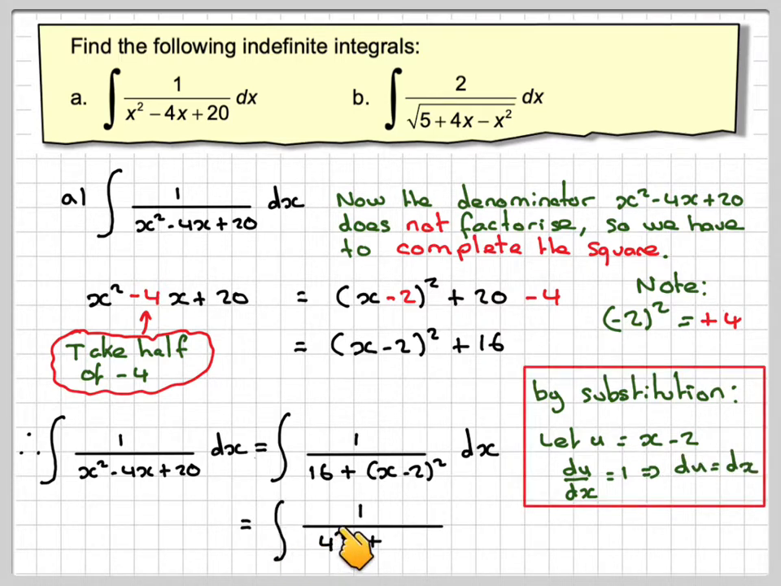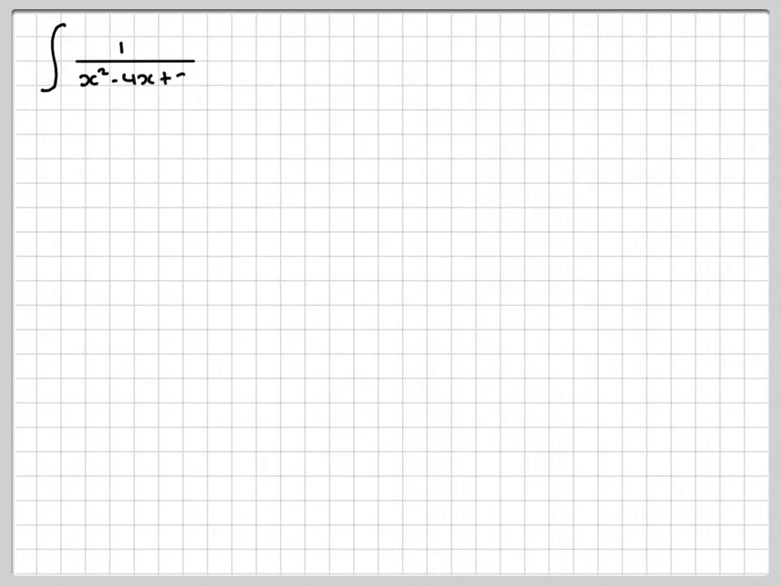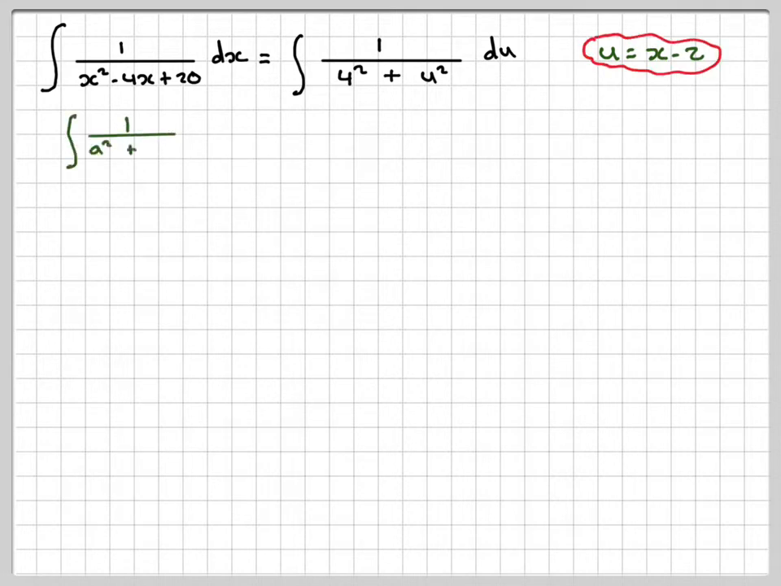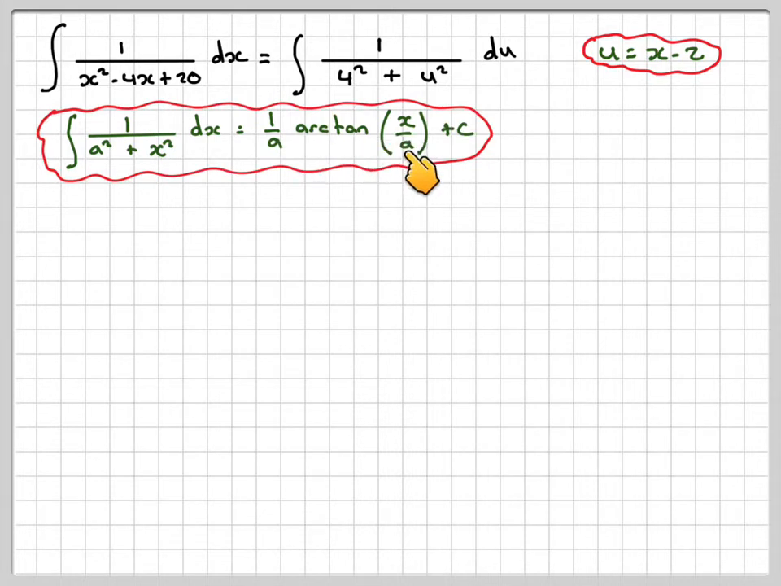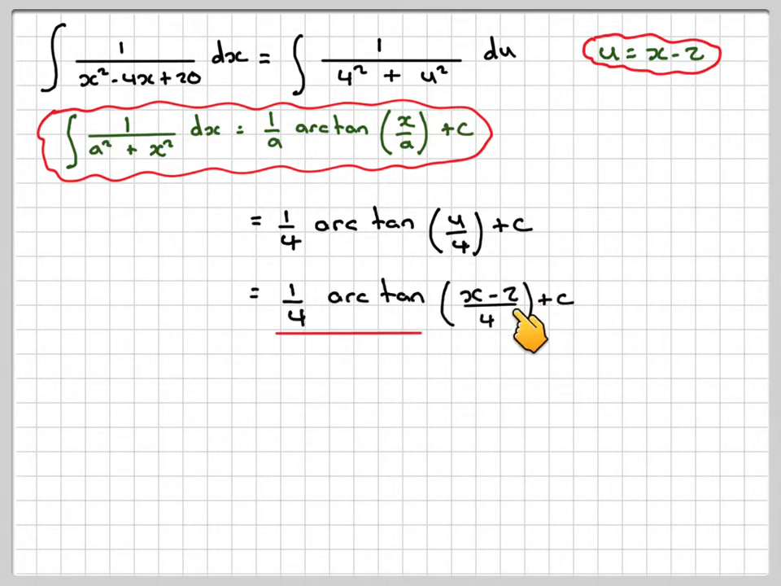So we get the integral of 1 over 16, which is 4 squared, plus u squared du. Let's write that out again. This is a standard integral. The integral of 1 over a squared plus x squared is 1 over a arctan of x over a plus c. So this will be 1 over 4, because a is 4, arctan of u divided by 4 plus c, and then putting back u being x minus 2, you get a final answer of 1/4 arctan of x minus 2 over 4 plus c.